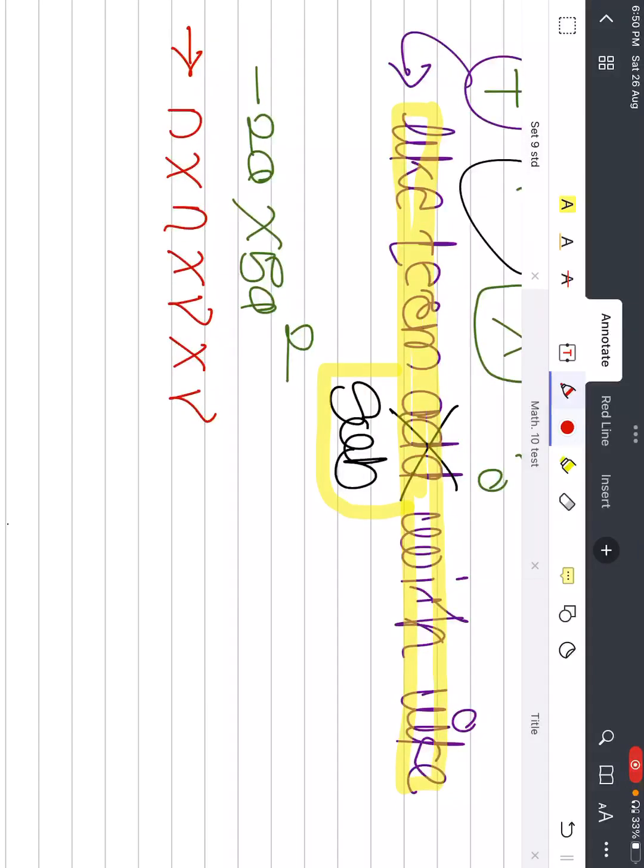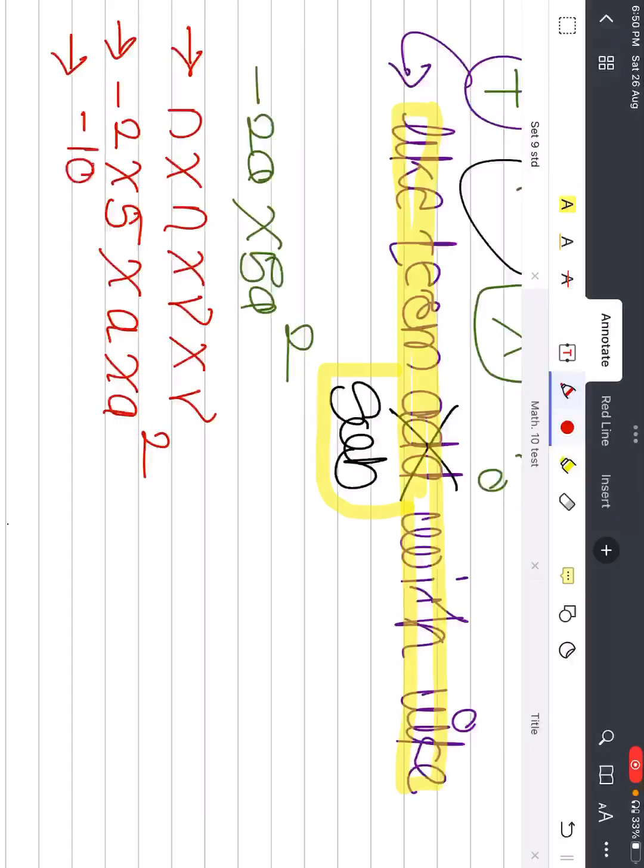So just apply the same formula and let's solve this. What is the first number? Minus 2 multiplied by plus 5 multiplied by the first variable a and the second one, a square. Now solve this first, like a number into number. So 5 twos are 10. So minus 2 into 5 becomes minus 10, multiplied by a.